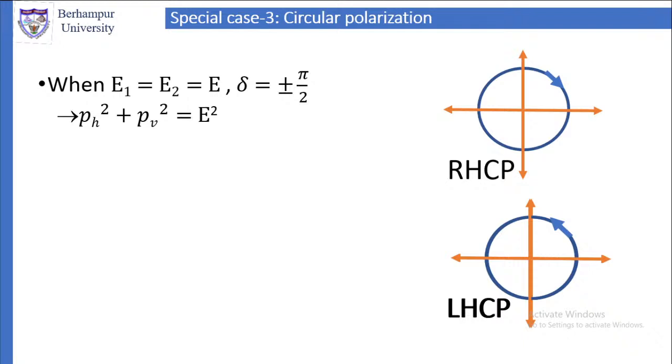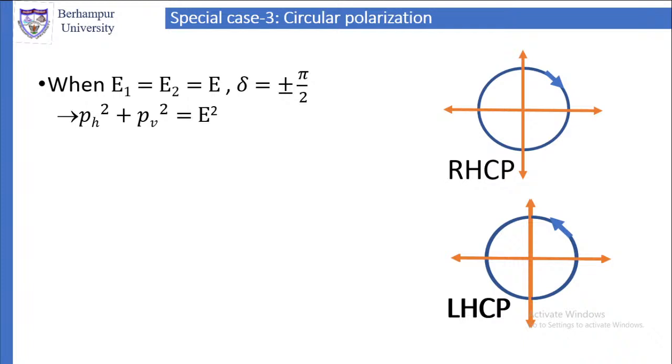So under this condition, when delta is equal to plus minus pi by 2, or the phase difference between the two components, horizontal and vertical, is pi by 2, and the amplitudes of the horizontal and vertical components are the same, E1 is equal to E2, which is equal to E, we can get a circular polarization. That means the tip of the polarization vector describes a circle.